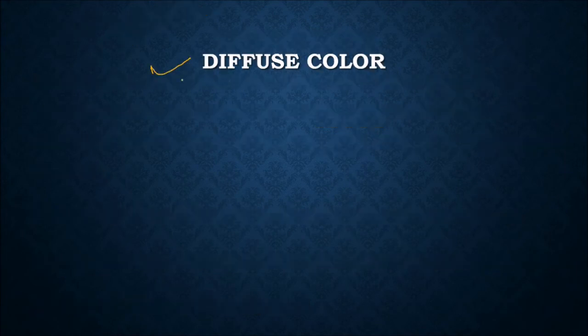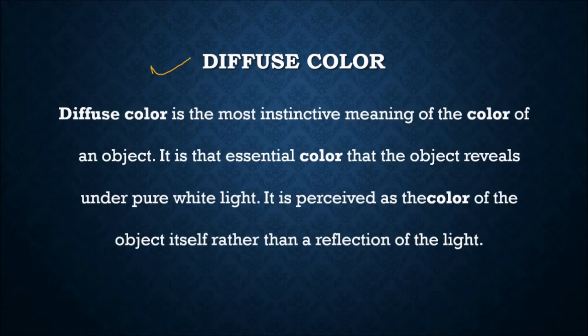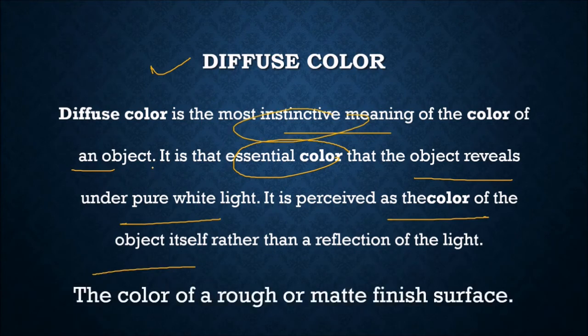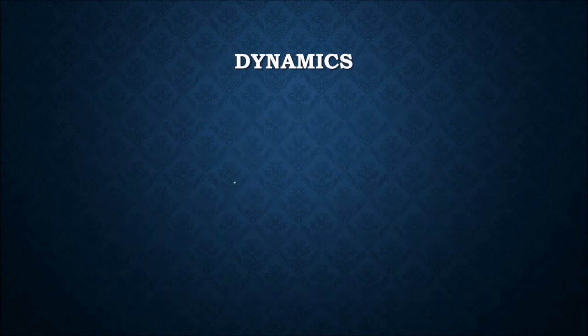What is a diffuse color? Diffuse color is the most instinctive meaning of the color of an object. Instinctive meaning, what does it mean? It is that essential color that the object reveals under pure white light, and it is perceived as the color of the object itself rather than the reflection of the light. The color of a rough or matte finished surface is also a diffuse color.